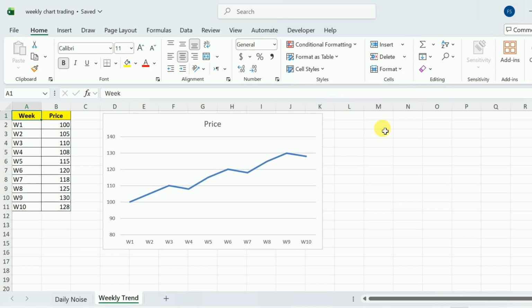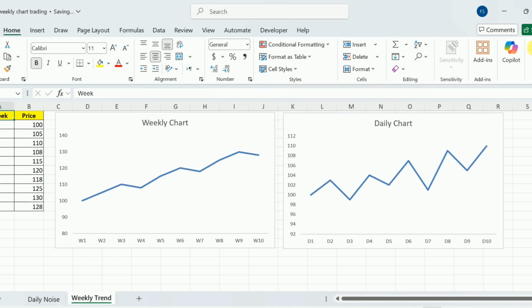Now let's compare both charts. Daily chart: messy, confusing, unpredictable. Weekly chart: clean, structured, and directional. Daily chart shows noise, weekly chart shows direction. And in trading, direction is far more important than noise.